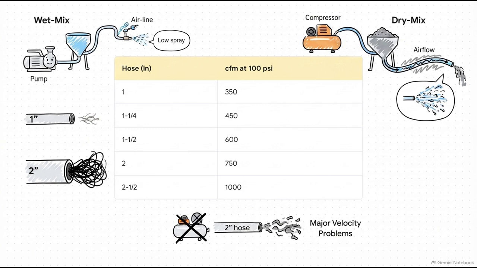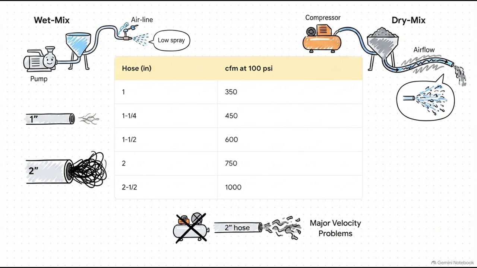But consider dry mix. Dry mix requires significantly more air because that compressed air is literally what's pushing the raw material through the entire hose. A 1-inch hose needs 350 CFM at 100 PSI, but if you bump up to a 2-inch hose, you jump all the way to 750 CFM.